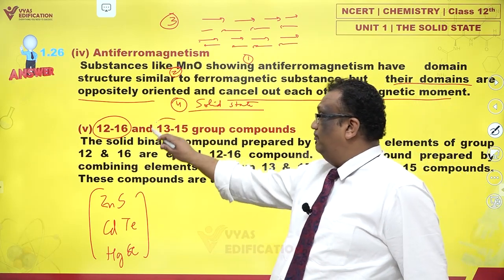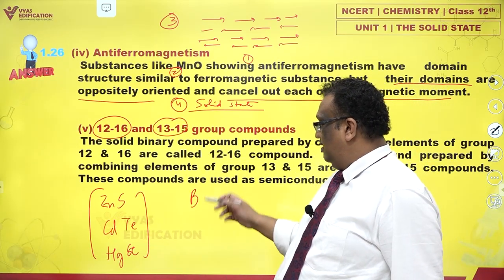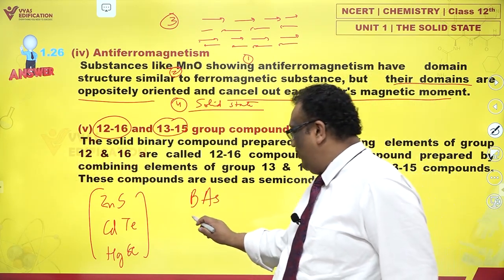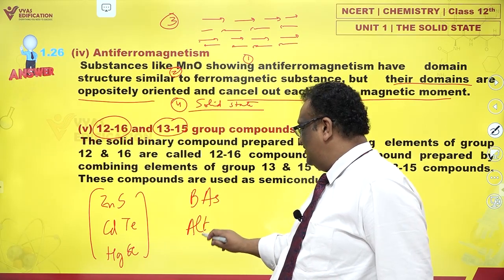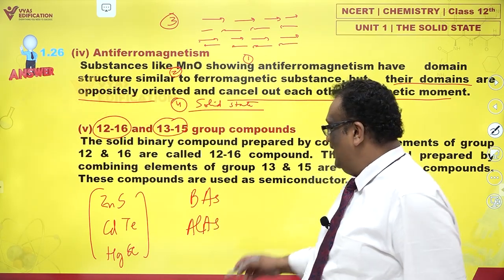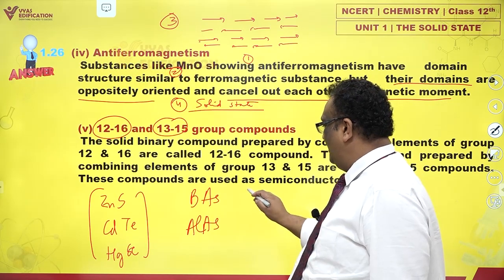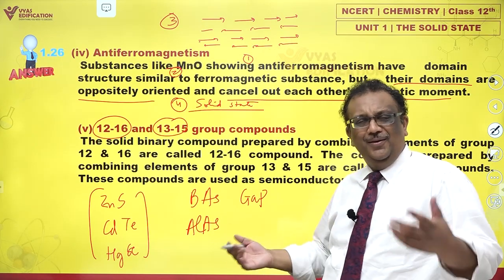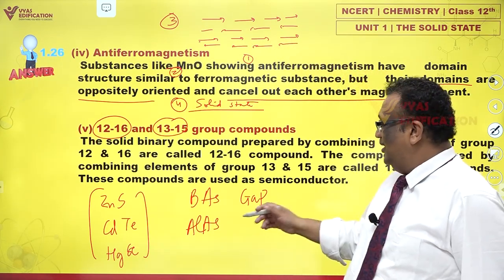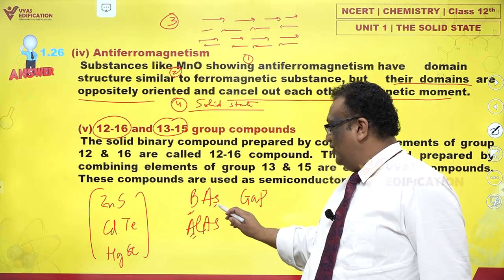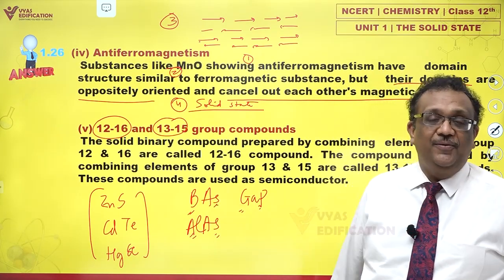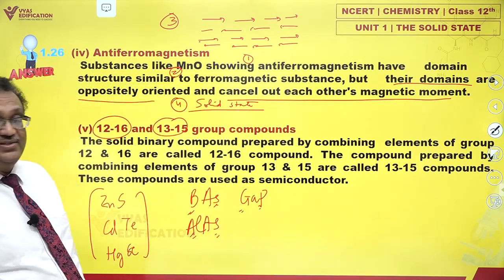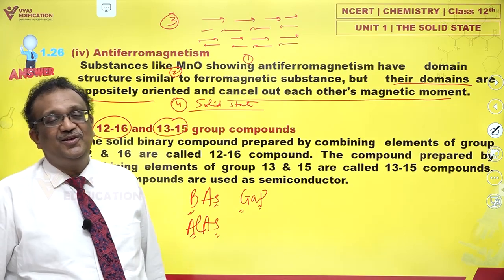You also have 13-15 compounds like BAs. What is BAs? Boron arsenide, or AlAs, aluminium arsenide, or it could be GaP, gallium phosphide. What I mean is, you have these as group 13 elements and you have these as group 15 elements. If they combine together, they would give you very funny compounds, and each of them functions as a semiconductor. That is their special property.